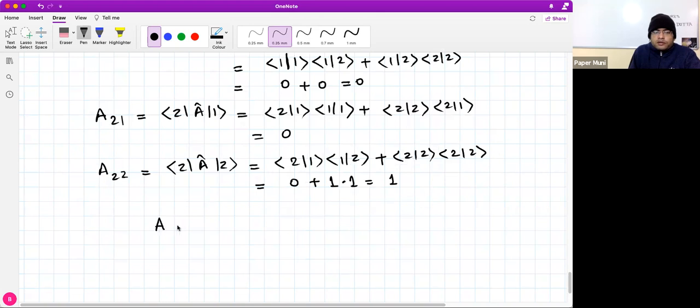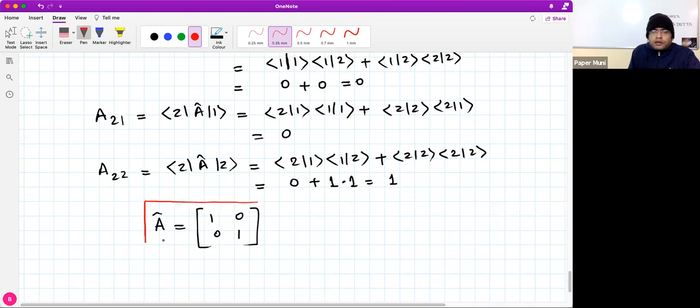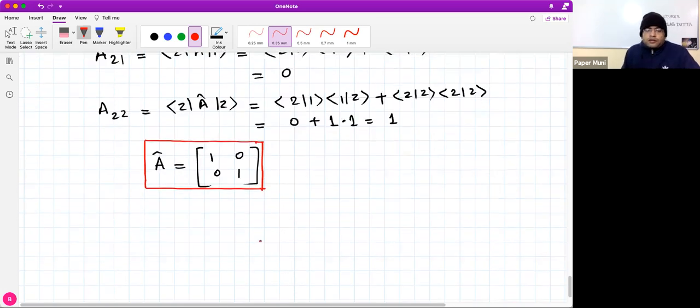The operator matrix looks like this: 1 0 0 1. Now you can find the eigenvalues from this for the given quantum system and this operator. So this is the answer we are looking for.